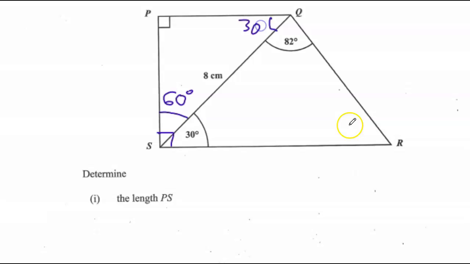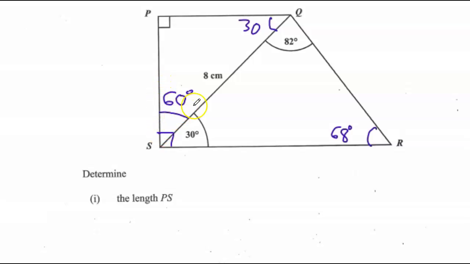All angles in a triangle add up to 180. So angle R would have to be 68 degrees, since all the angles add up to 180. Not sure if we'll be needing all these angles, but just fill them in anyway. So the length of PS, we're talking about this length.